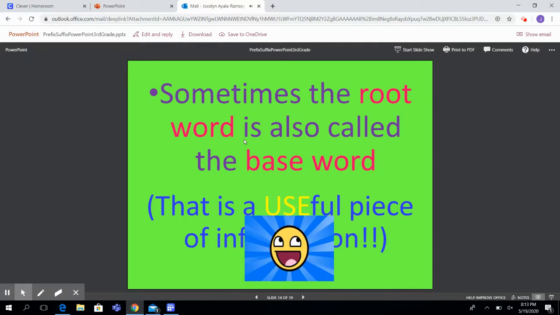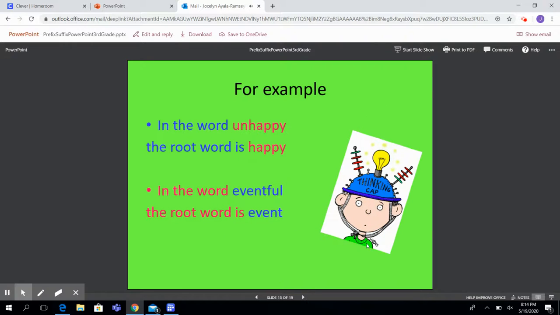So for example, let me go over this really quick. I'm sorry. Sometimes the root word is also called the base word. Just so you don't get confused, those are the same thing. And that is a useful piece of information. So here are some examples. In the word unhappy, the root word is happy. That is a word all on its own, and I can add the prefix un to the beginning to change that word. So unhappy can change into not happy.